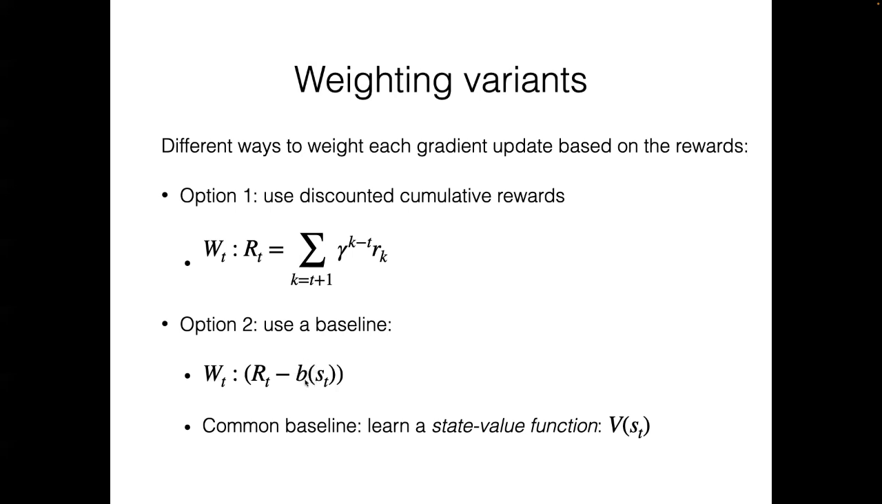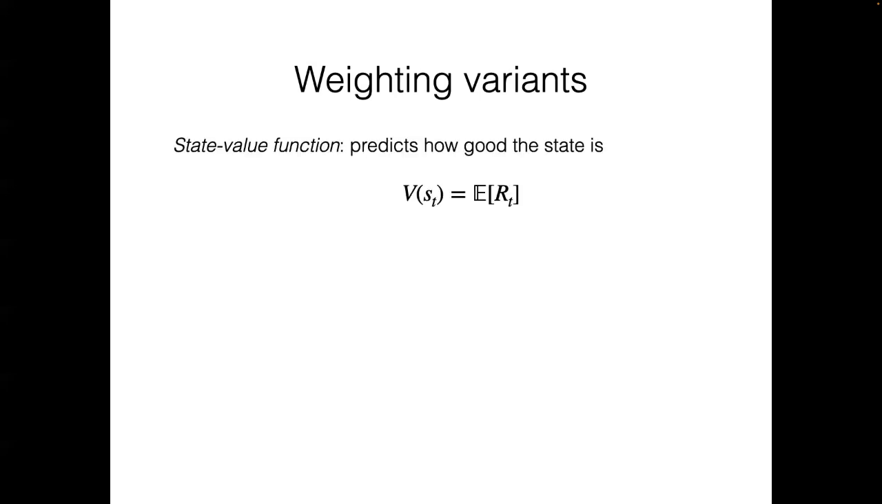So one popular choice for this baseline is to learn what's called the state value function. Let me talk about that on the next slide. The state value function basically predicts how good the current state is. The current state might be, you've generated some tokens and there's still the remaining sequence to be generated. And now you want to predict how good is this generation so far? Will it eventually lead to some good reward?